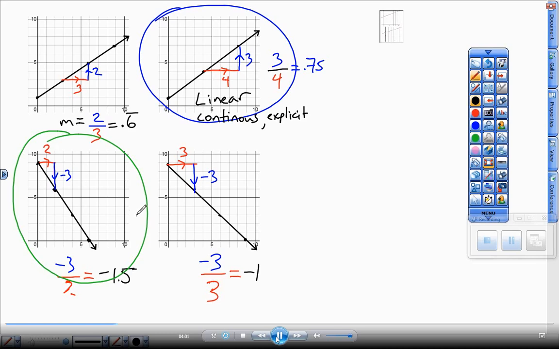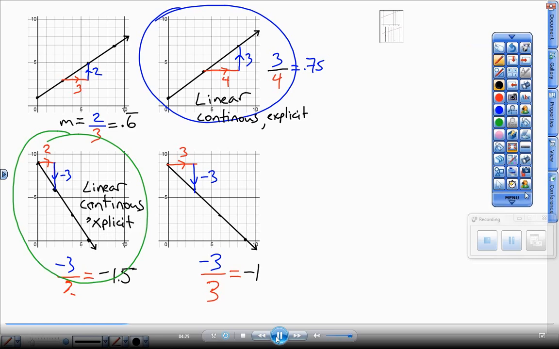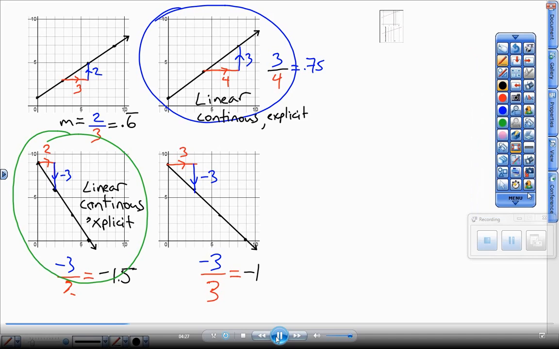And of course that is linear, continuous because the line is going through them. And if I had to write that form of an equation, it would be explicit, an explicit equation. All right. The next problem, here we go.